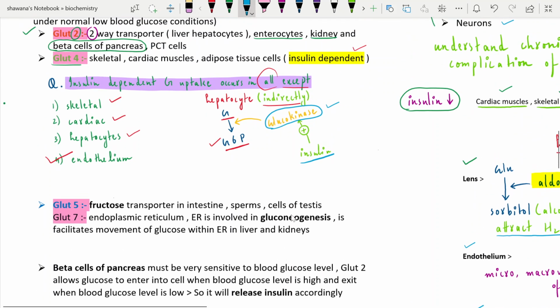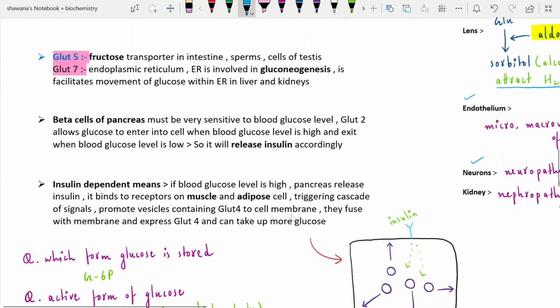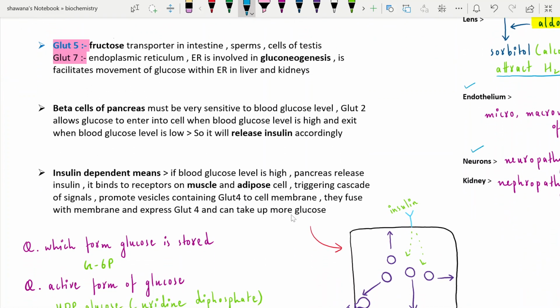Okay, we were talking about the GLUT transporters. GLUT4 is insulin dependent. What is the function of GLUT5? GLUT5 is not a glucose transporter, it's a fructose transporter, and fructose is sweet. Which kinds of cells use fructose? The sperms and testes. The cells of the intestine, the sperms, and testes use fructose for their metabolism and energy.